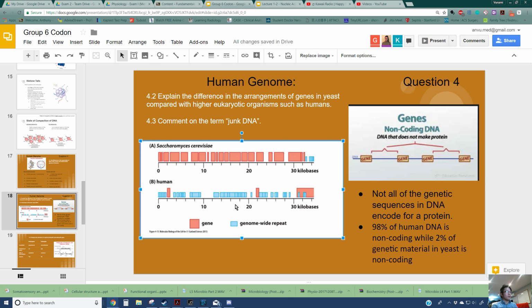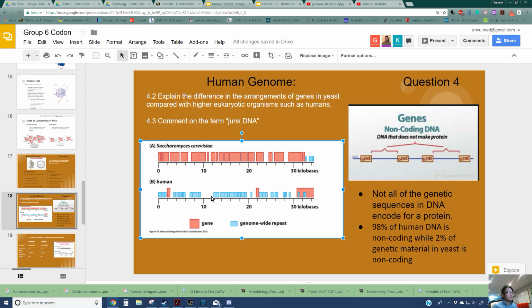Moving on, we're going to be looking at the arrangement of genes in yeast in figure A versus the arrangement of genes in humans in figure B. You're going to see that there's genes and genome-wide repeats, and that there's less distance between each gene here, so it's densely packed here, but it's not densely packed in humans.